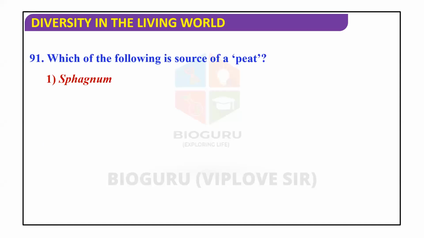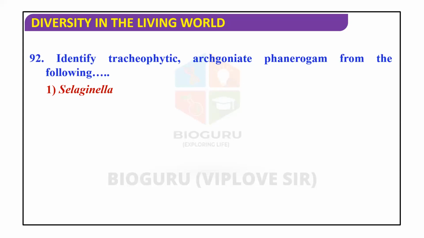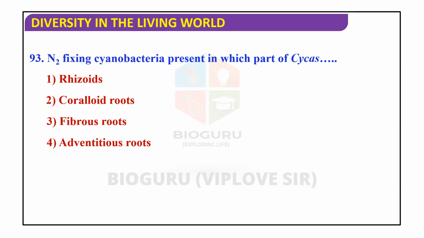Which of the following is the source of peat: Sphagnum, Dryopteris, Equisetum, or Pteris? Yes, it is Sphagnum, the source of peat. Identify the tracheophytic, archegoniate, phanerogam from the following: Selaginella, Cycas, Pteris, or Gnetum. It is Cycas. That's good. N2 fixing cyanobacteria are present in which part of Cycas? Rhizoids, coralloid roots, fibrous roots, or adventitious roots.